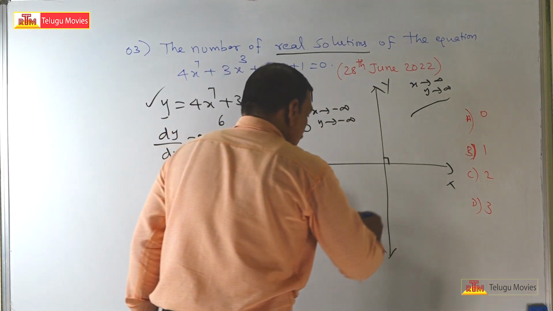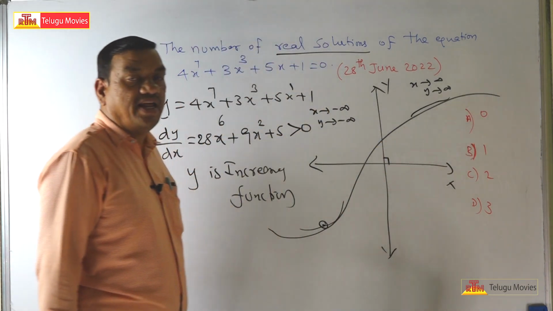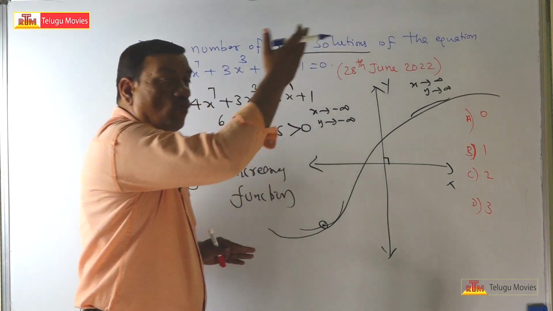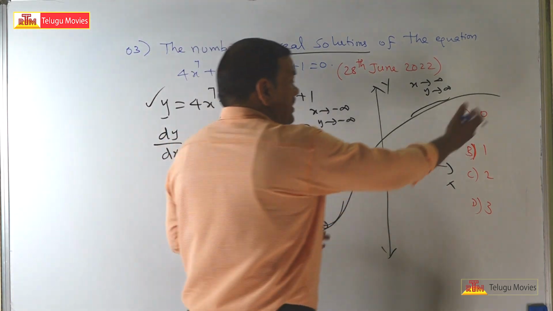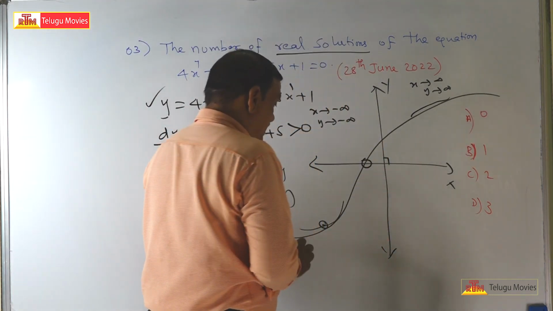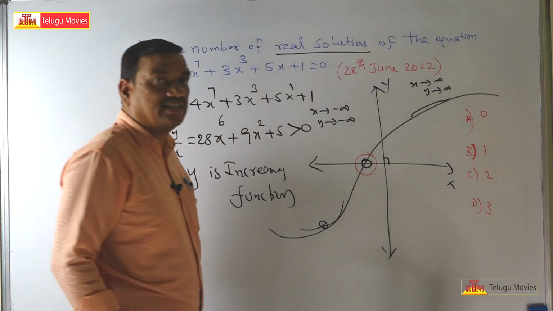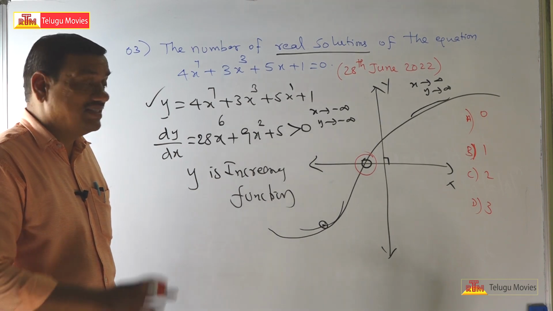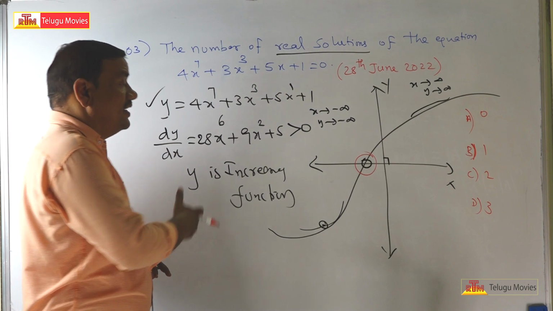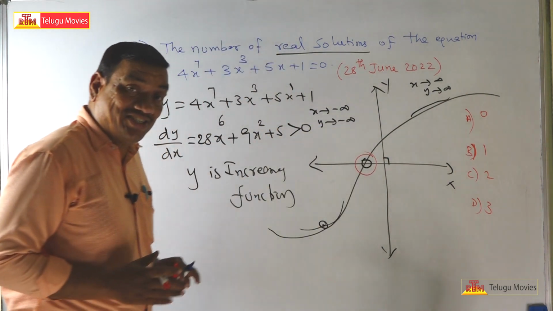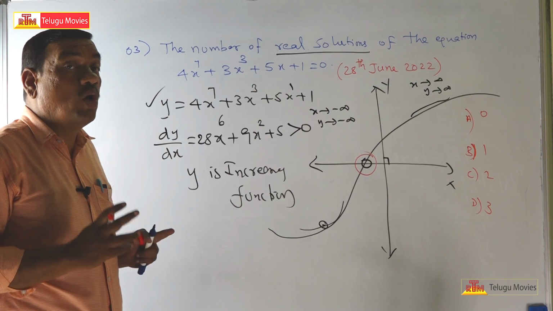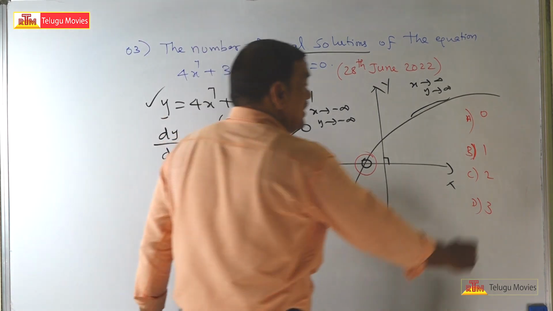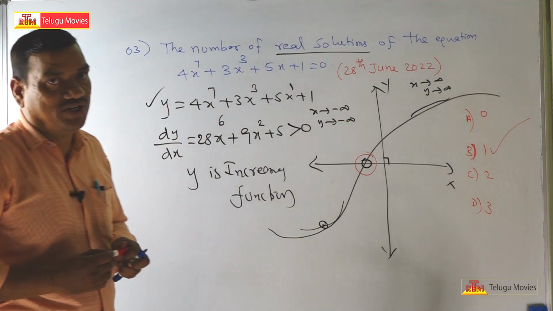That means the graph will be like this. It will be an increasing function. If you observe, when it is moving from third quadrant to first quadrant, whatever may be that, definitely it intersects the x-axis at one point. Definitely it must intersect the x-axis at one point, and moreover, it is an increasing function. It intersects the x-axis at only one point. Understand? Therefore, the number of real solutions are how many? Only one real solution. Understand?